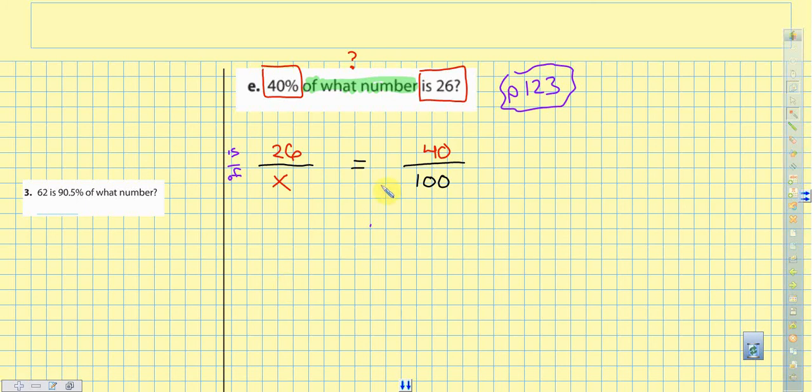Now once we have this set up, we're ready to cross multiply just like we did before. It's a little bit different because our X, our variable, is in a different spot, but we're okay. So go ahead and cross multiply. Okay, so on this side we're going to have 40 times X, and on the other side we're going to have 26 times 100. Okay, so now we're going to continue. We're going to multiply this out. First, draw your line.